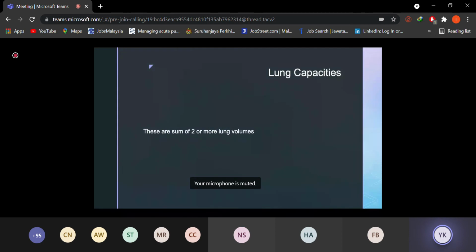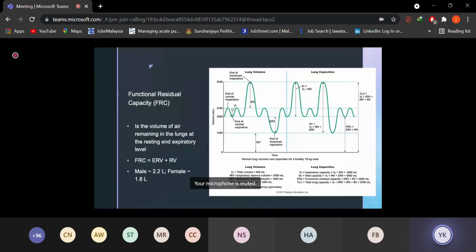Okay, next we'll take a look at the lung capacities. There are combinations of 2 or more lung volumes. First, we start with the FRC, the functional residual capacity. So where is the FRC? This one is the FRC. FRC is the ERV, expiratory reserve volume, plus the residual volume.